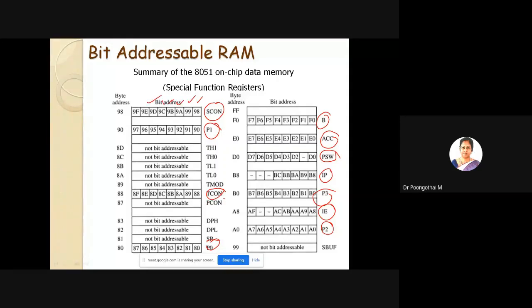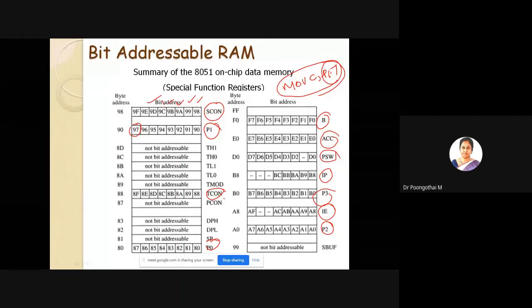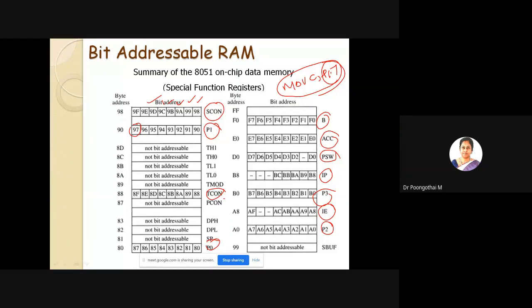Remaining are byte addressable. For example, suppose I want to access bit 7 of port 1: MOV C, P1.7. I can access in this way. So individual bits can be accessed by using these bit addressable registers, and all the remaining registers are byte addressable. So that's all about your special function registers.